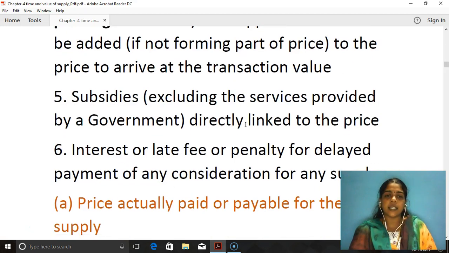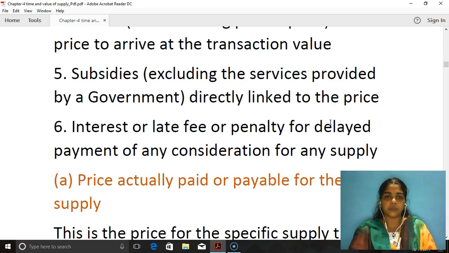Next, subsidies excluding the services provided by government, directly linked to the price. So subsidy provided by the government is excluded. Other subsidies are to be included, and they should have a direct link to the price. So subsidies directly linked to the price are included in the transaction value, the exception being governmental subsidies. So governmental subsidies are excluded from the transaction value.